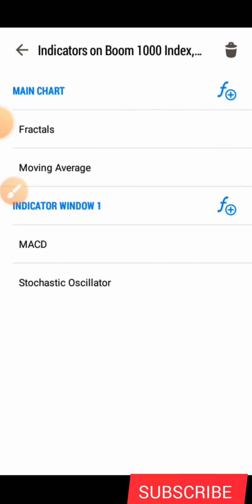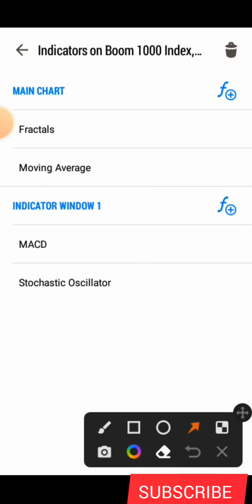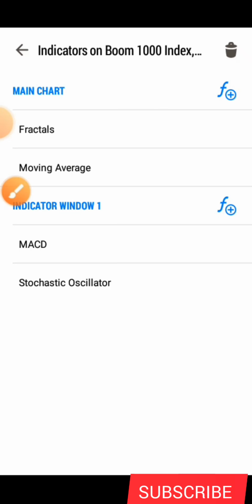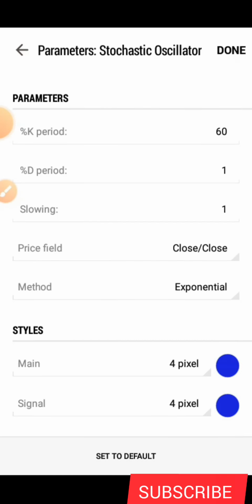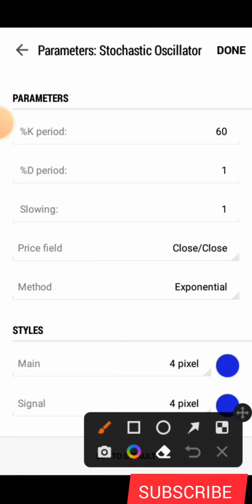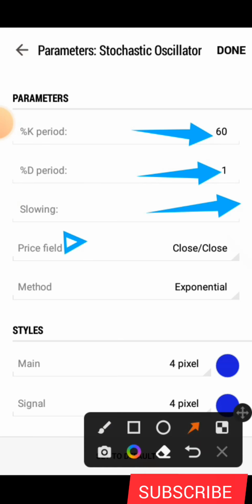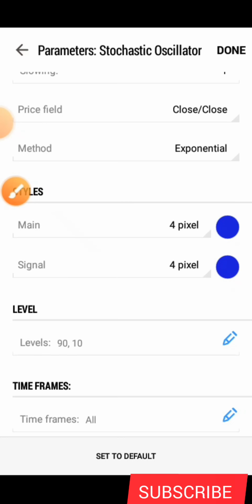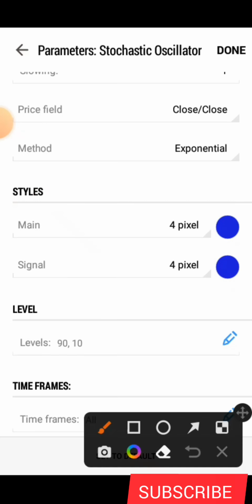Now the next indicator right here is the stochastic oscillator. After you have added the MACD, there will not be a 10 level or 90 level, so the stochastic oscillator will bring that for you. So these are the settings for the stochastic oscillator: 60, 1, 1, price field close, method exponential, right? Then the main, you have 4 pixel, the color is blue. Then the signal 4 pixel, the color is blue.